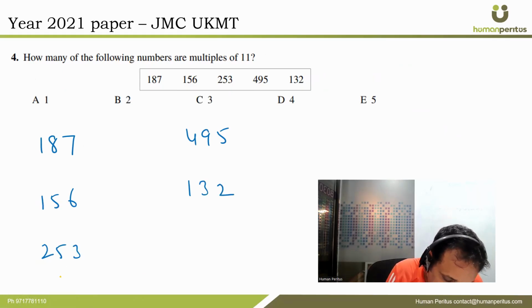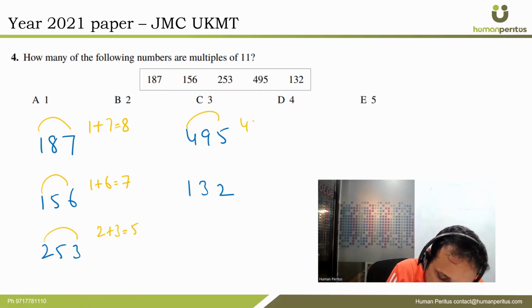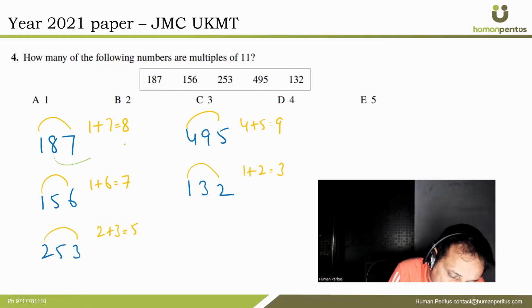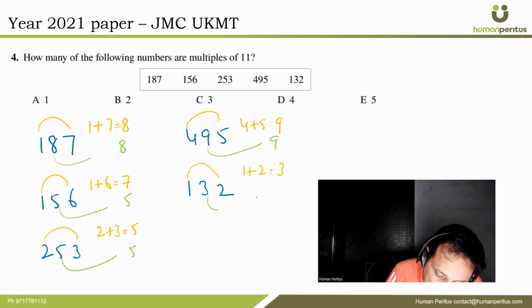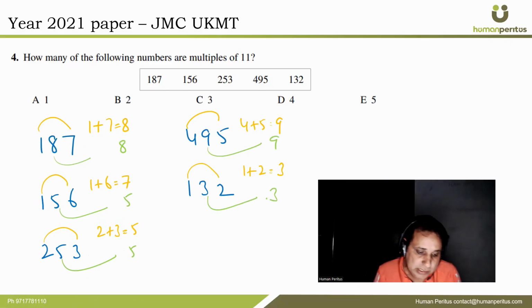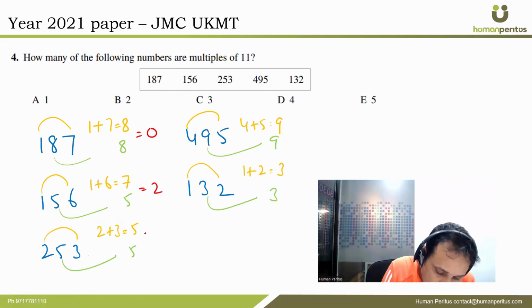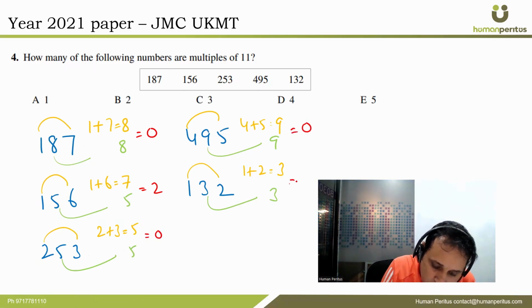These are my numbers. So I add the alternate digits. 1 plus 7 is 8. 1 plus 6, 7. 2 plus 3, 5. 4 plus 5, 9. 1 plus 2, 3. Then the other alternate digit, here it is 1 only, so it is 8, 5, 5, 9, 3. And we have to see their difference. So in this case, the difference is 0, 2, 0, 0, 0.